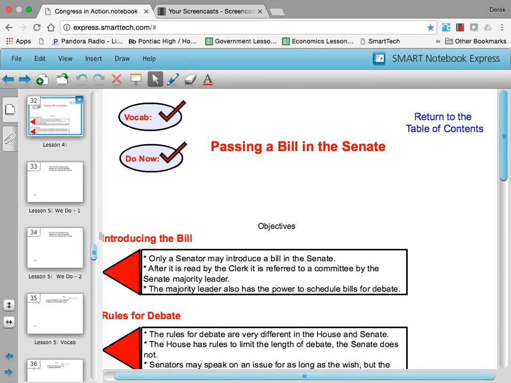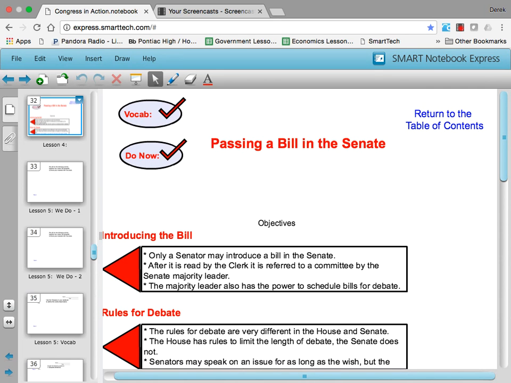That was the passing of a bill in the Senate. It aligned fairly well with what the House did. Make sure that we're aware of those differences, though, on filibuster and cloture. Remember, conference committees, that is important as well.